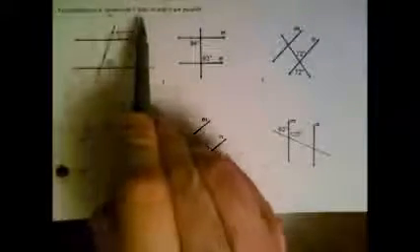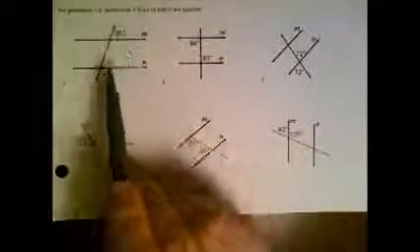So now it's your turn. For problems 1 through 6, determine if lines M and N are parallel. Below in 1 through 6, I have two lines, M and N, and a transversal for each one. I also have a few measurements on each of those transversals to help you determine whether they're parallel or not. So pause the video and try these on your own.